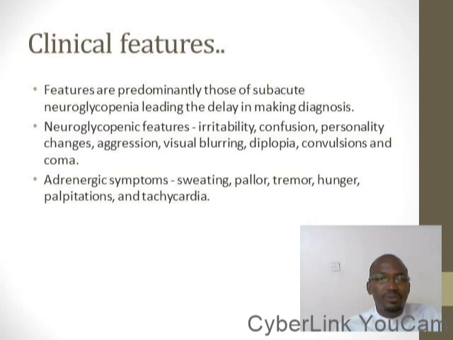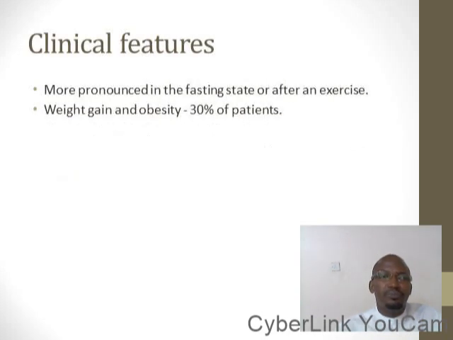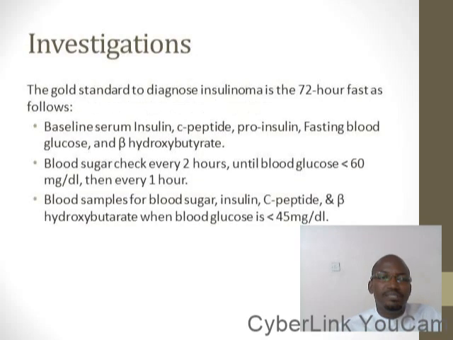These neuroglycopenic features imitate features of psychiatric illness, and therefore a misdiagnosis may be made. The neuroglycopenic features include irritability, confusion, personality changes, aggression, visual blurring, diplopia, convulsions, and coma. Adrenergic symptoms can occur. These include sweating, pallor, tremor, hunger, palpitations, and tachycardia. It is also important to know that the clinical features are more pronounced in the fasting state or after an exercise, and weight gain and obesity can occur in 30% of patients.